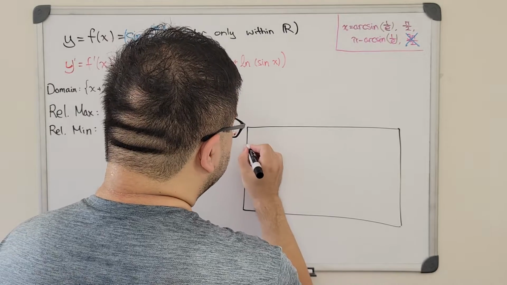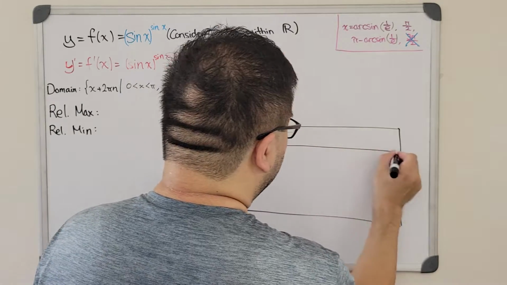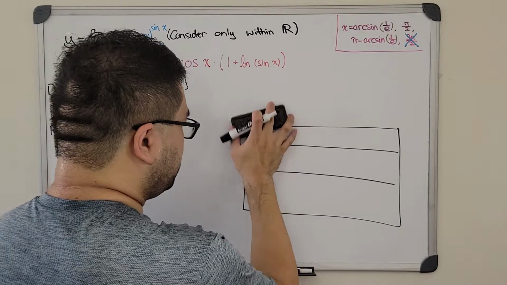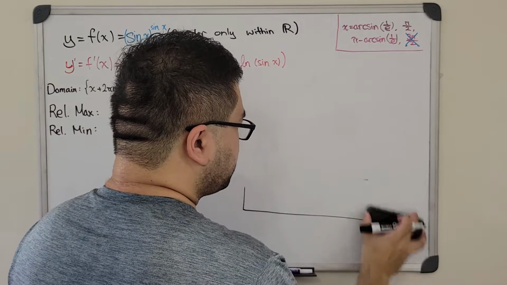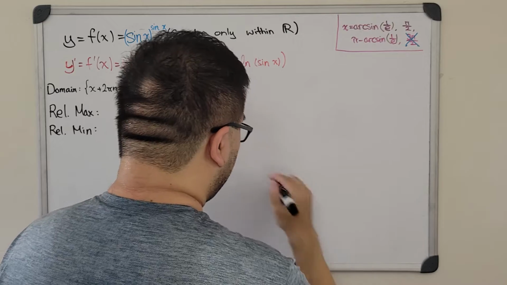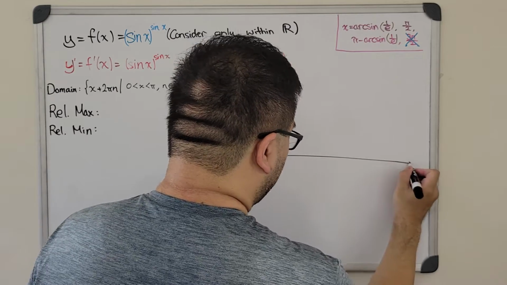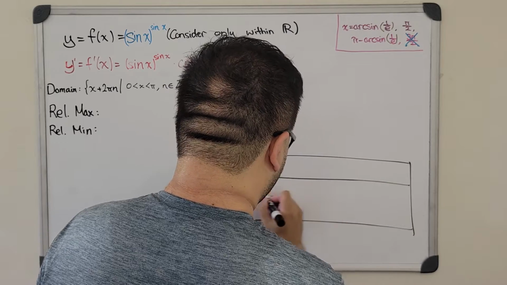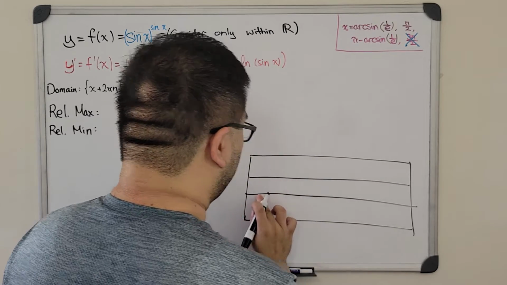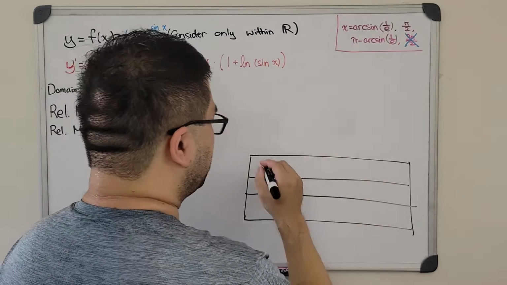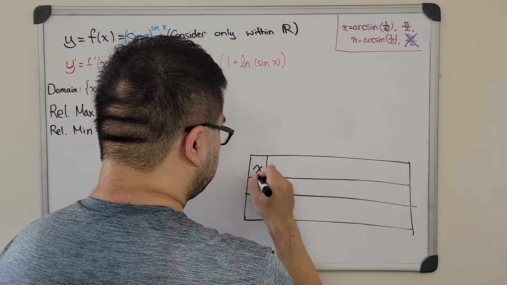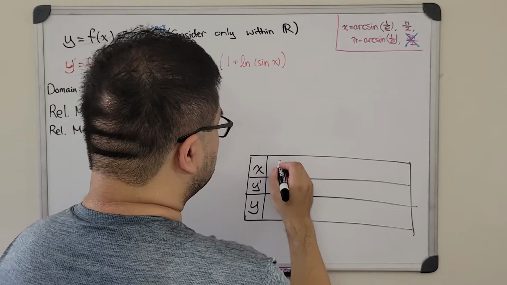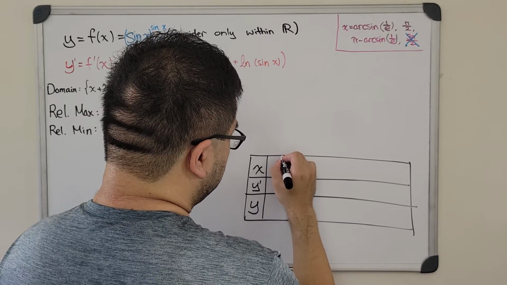So now, if we consider the actual function, and also, of course, the first derivative, we get that the first derivative at those 3 points will be 0. So we're going to get something like this.